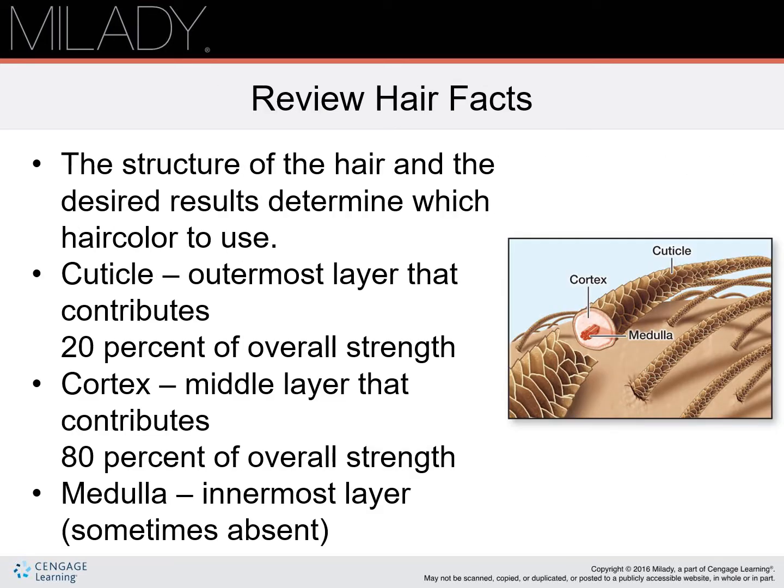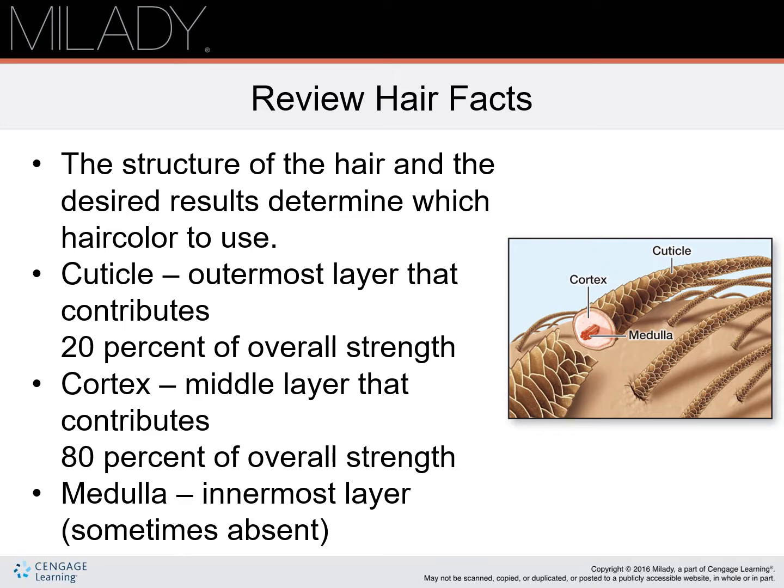Okay, so let's talk about some hair facts. The structure of hair and the desired results determine which hair color to use. The hair structure affects the quality and the ultimate success of a hair color service. Some hair color products may cause a dramatic change in the structure of the hair, while others may not cause a big change at all.